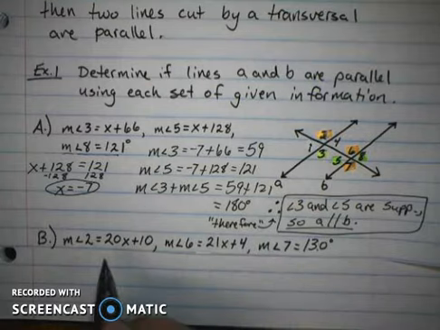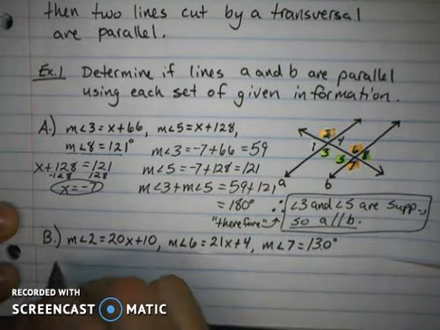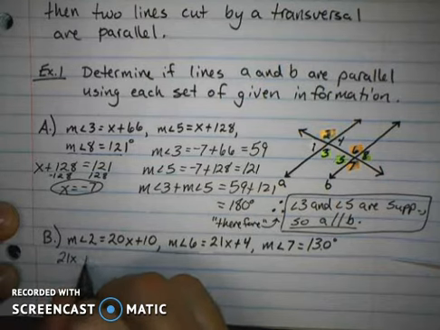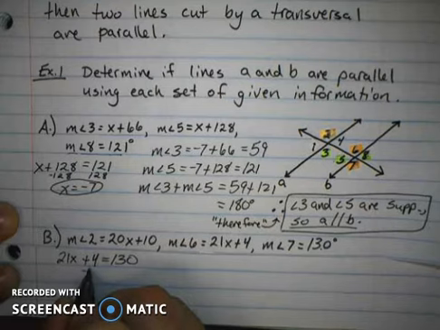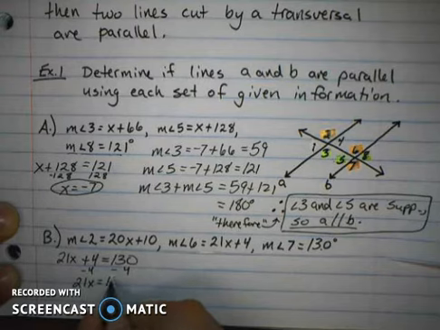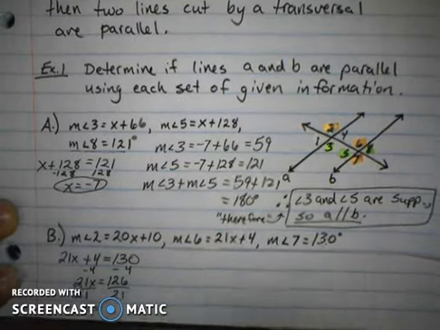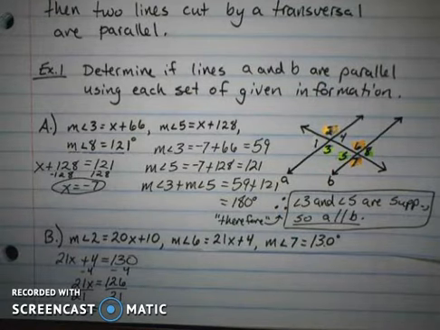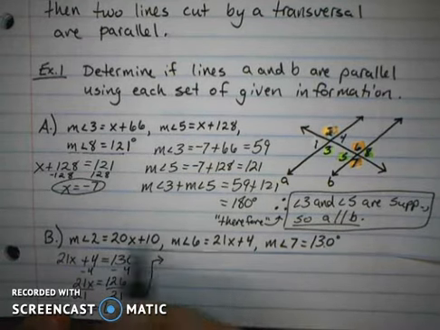So we are going to go ahead and use the vertical angles 6 and 7, set those equal to each other. 21x plus 4 would equal 130. We're going to solve for x. Subtract 4 from both sides, we get 126. And if we divide by 21 on both sides, we get that x equals 6. So we're going to take that value and plug it in to see what these angle measures are.